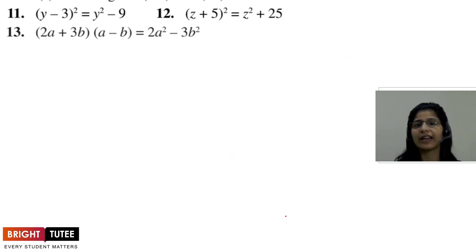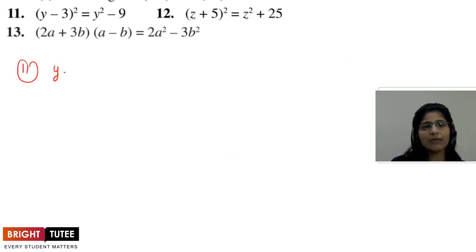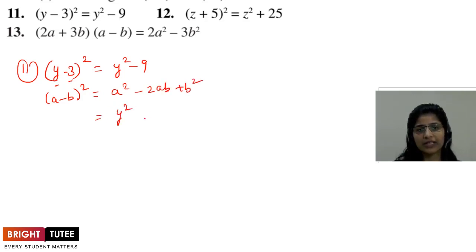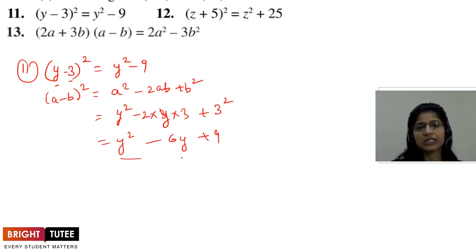Again we have some questions. We have to find out the error and write down the correct statement. So in question number 11, we have been given y minus 3 whole square is equal to y square minus 9. So how are they operating? They have just done the square of y and 3. Does that ever happen? No. Y minus 3 whole square is similar to a minus b whole square, that is a square minus 2ab plus b square. A here is y, so y square minus 2 into y into 3 and plus 3 whole square. So we have y square minus 6y plus 9. So this is the correct statement.